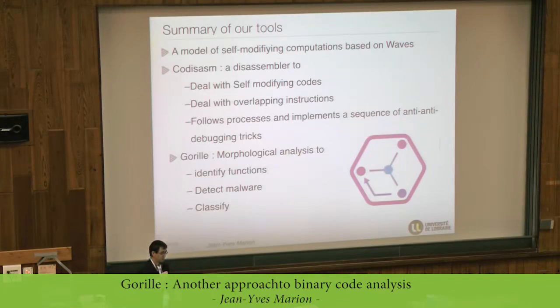We have this disassembler which is named codisasm to deal with self-modifying codes and with overlapping instructions. And we have a very nice tracer which is used against anti-debugging tricks. And I think soon we'll have all this work on the dynamic symbolic execution to have better results with the codisasm. And then, as the outputs of the disassembler, we use these morphological techniques by abstracting the control flow graph in order to identify either functions or to detect malware or to classify also malware.